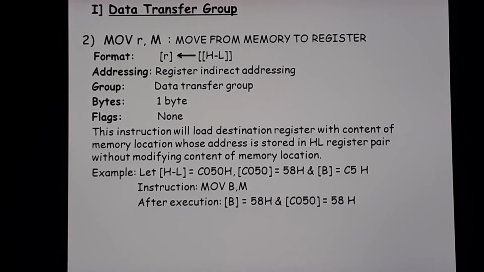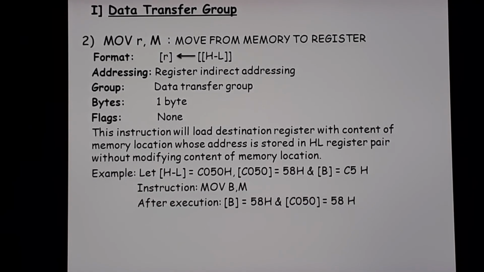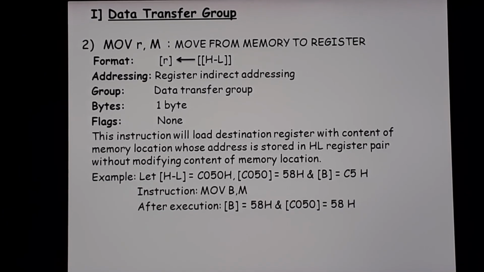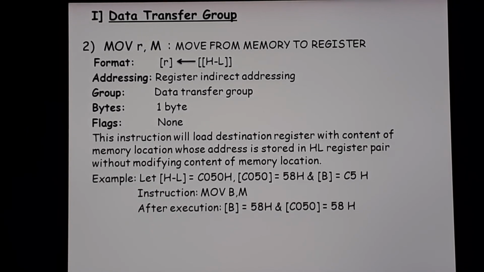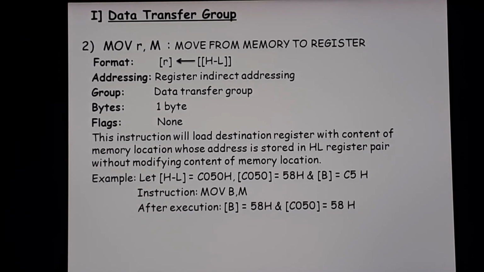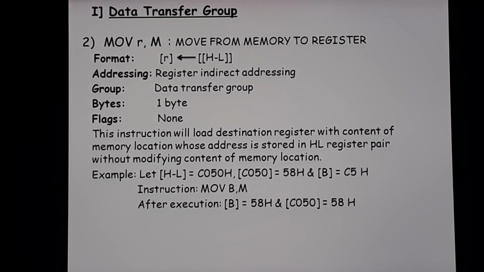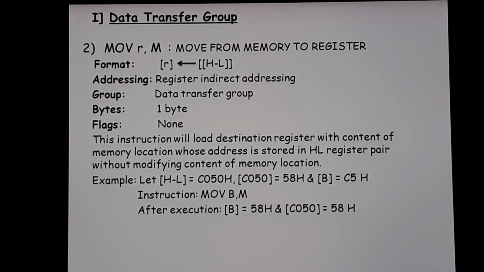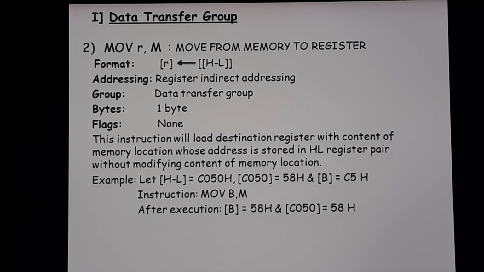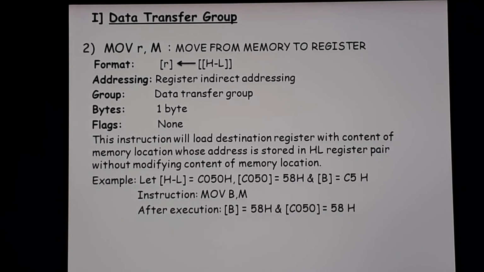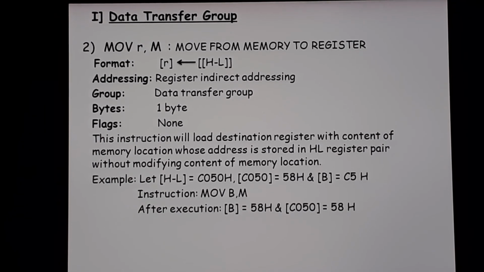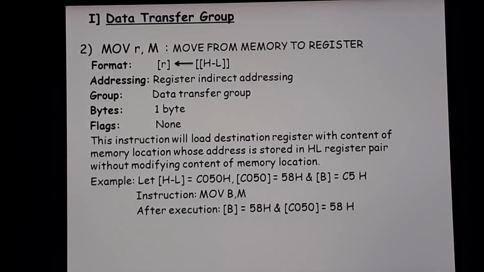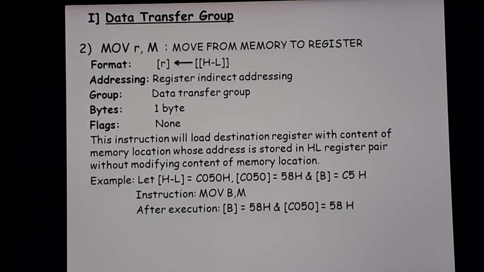So the instruction becomes move B comma M, where B is the R, that is register. M will be no change. The M you have to compulsory take M. R you can take A, B, C, D, any of the register. Okay, so after executing this particular instruction, what happens? The content of M, that is HL pair, will be transferred to B register. So M was previously 58, and after executing also it will be the same 58, but B was previously C5H. So after executing this particular instruction, B got changed from C5H to 58H.